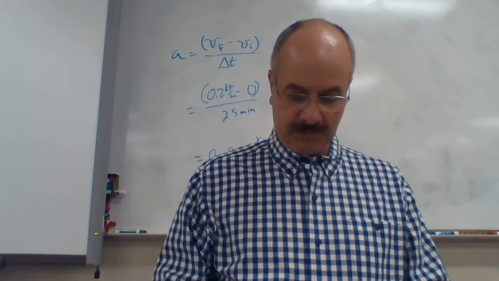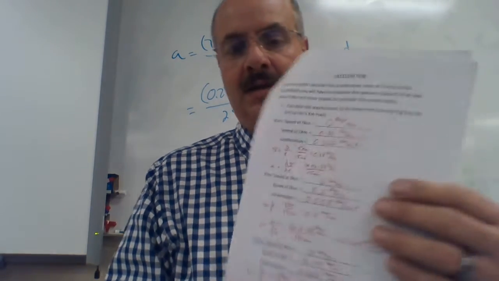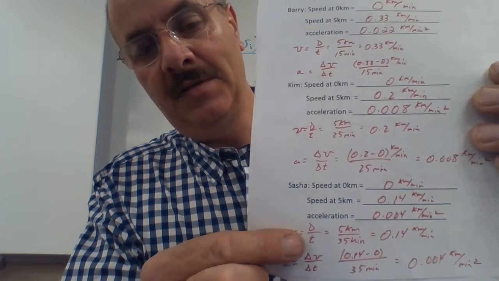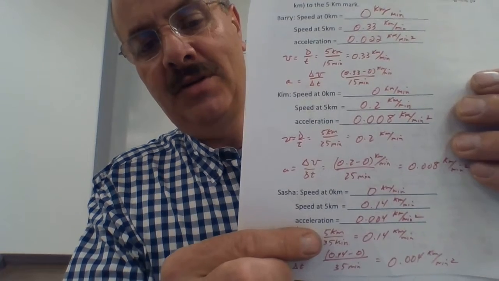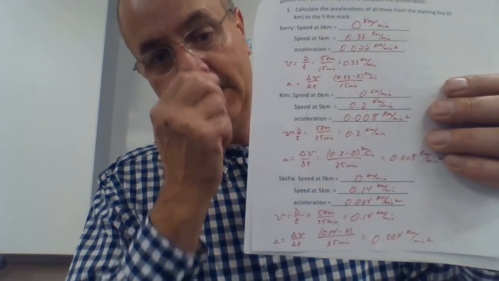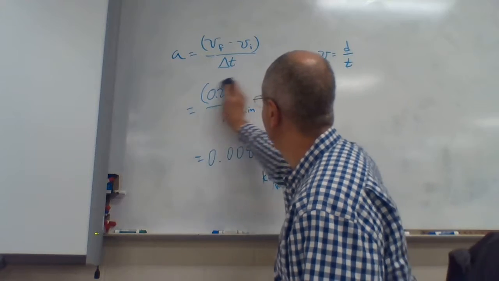All right. So let's go back over to this, and we'll do our calculations. So calculating her speed, distance divided by time, she traveled 5 kilometers, 35 minutes. Divide those out. Her speed is 0.14 kilometers per minute. That's how fast she's going. So now we're going to stick that into this equation.